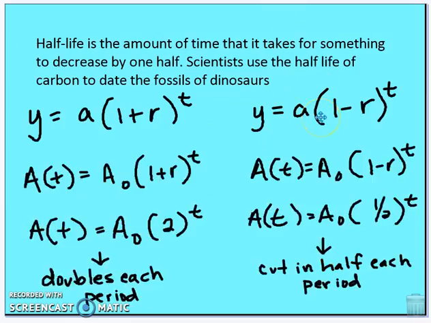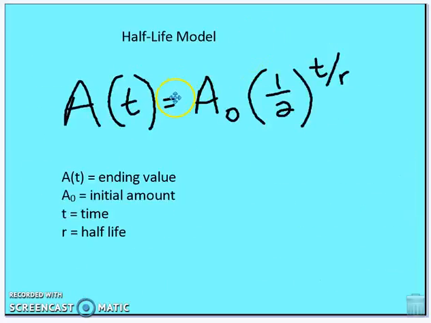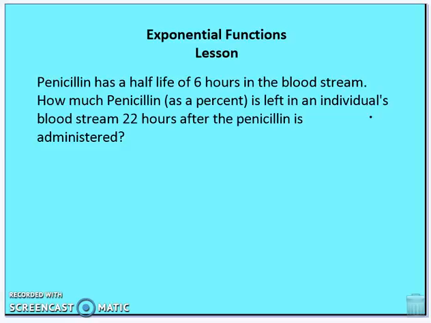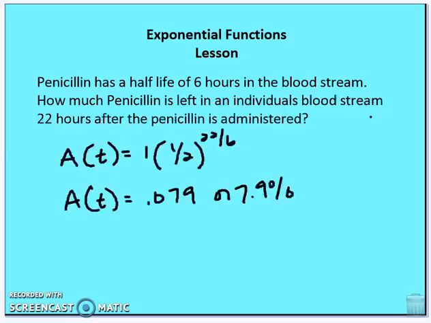Okay, so now we're going to talk about half-life and doubling or quadrupling in a period. And we're taking the original growth and decay function, and we're rewriting it to model doubling or halving by period. All right, so the half-life model is based off of that formula. A of t is equal to a sub 0 times 1/2 to the t over r. And then what we're adding here is the value of r, and r is the half-life time. So I'm going to show you a problem. You're going to work it out, and I'm going to show you the answer.